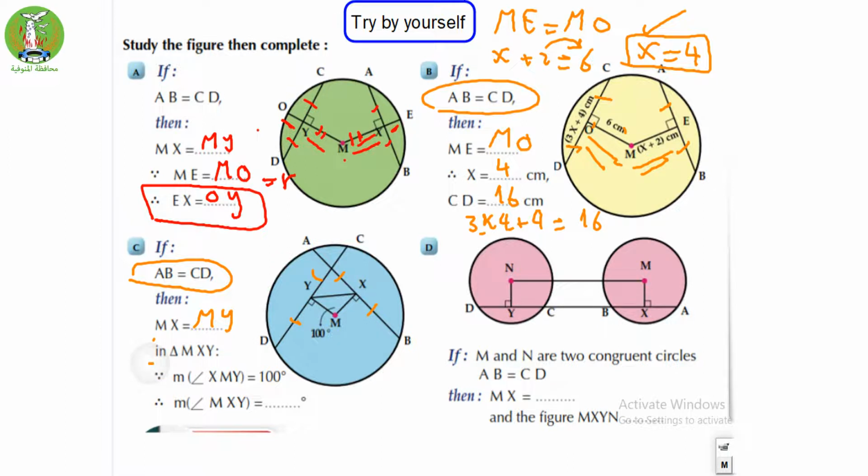And triangle MXY. In this triangle MXY, measure of angle XMY equals 100 degrees. Then measure of angle MXY, this angle.